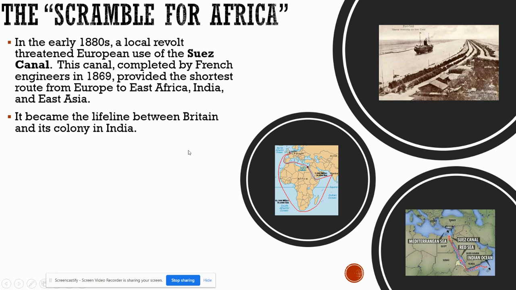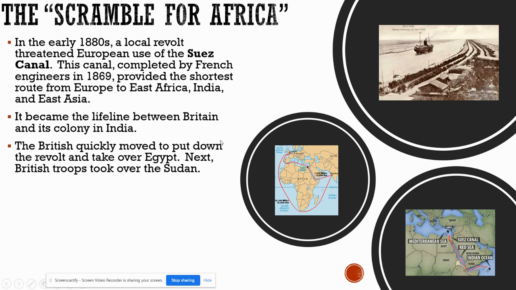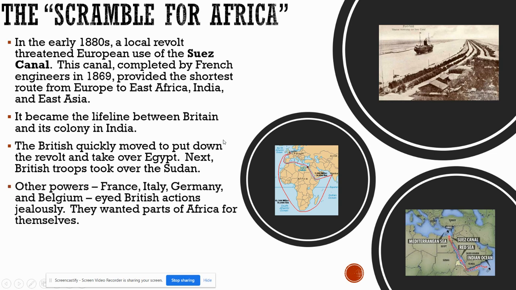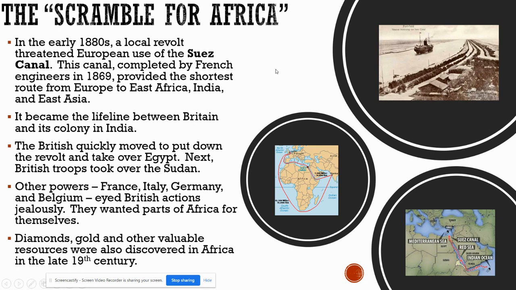So, it became the lifeline between Britain and its colony of India, and the British quickly moved to put down the revolt and take over Egypt completely. And then next, the British went in and took over Sudan, which was right next to Egypt. Other powers like France, Italy, Germany, and Belgium eyed British actions jealously, and they wanted parts of Africa for themselves. So, a little revolt near the Suez Canal causes this big opening and kind of the takeover of Africa. What you had in Africa was diamonds, gold, and other valuable resources, which were discovered in Africa in the late 19th century. So, here's a picture of the Suez Canal.